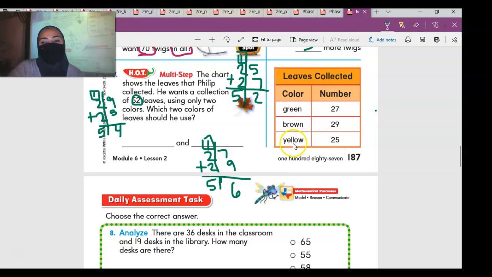Finally. So 25 was yellow and 27 was green. So what 2 colors can we use? Green and yellow. You're going to write green and yellow. Y-E-L-L-O-W.